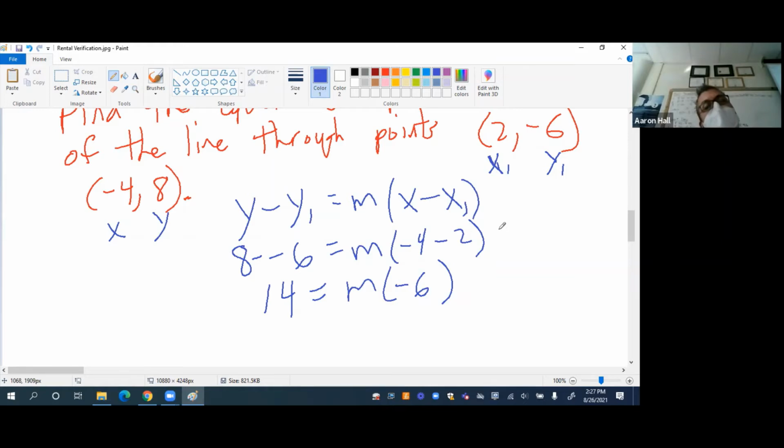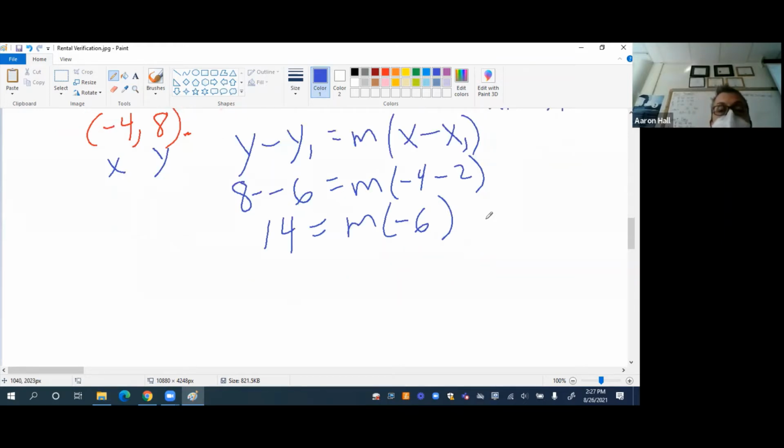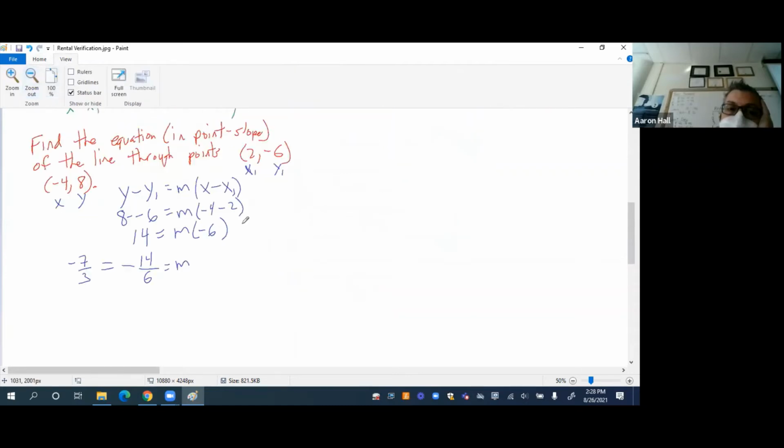Sorry? Divided by -6, so that's going to give me 14 over -6, right? Equals m. Can that be simplified? -7/3. Yep. So if I'm trying to write an equation that's in point slope form, where do I go from here? Which of these should I use in my equation? It doesn't matter which one.